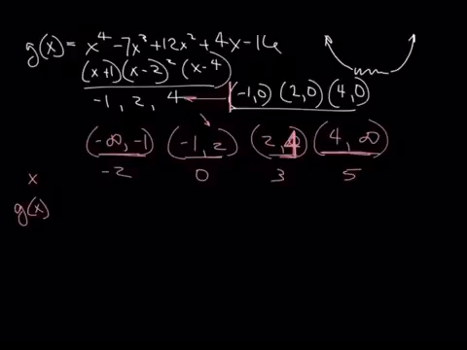Let's see what happens here. So I've got to put negative 2 in this whole thing, 0 in the whole thing, 3 in the whole thing, and 5 in the whole thing. Well, I know when I put 0 in there, all these cancel out and I get negative 16.